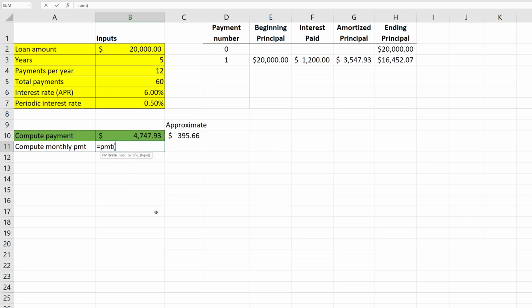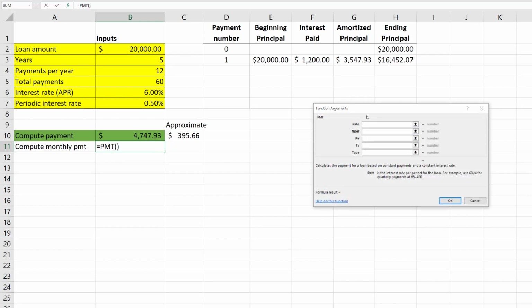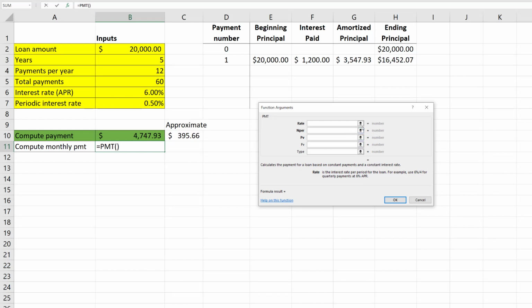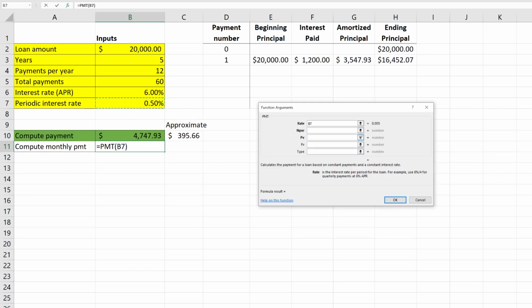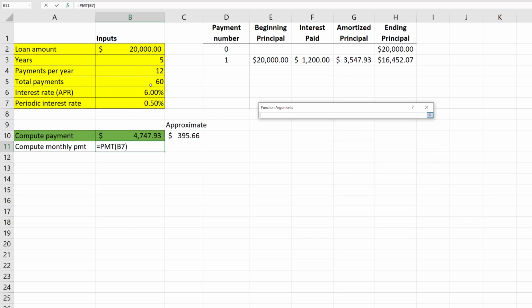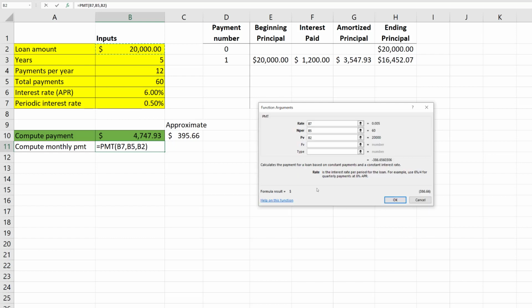And so let's compute a monthly payment now, and we're going to use the same formula as before, this payment formula, but we're going to tweak the inputs just a little bit. So going to our little formula assistant again, we need an interest rate, and we need the periodic rate. And so I'm going to go to this cell, this 0.5% as the periodic rate. Number of periods, that's going to be this cell, 60. The present value is still 20,000 as it was before.